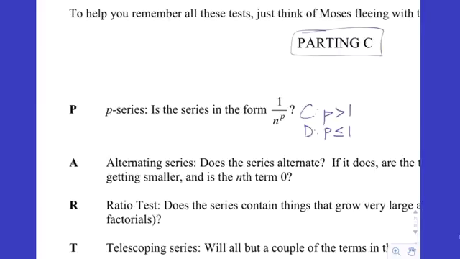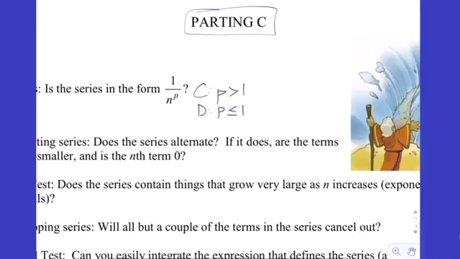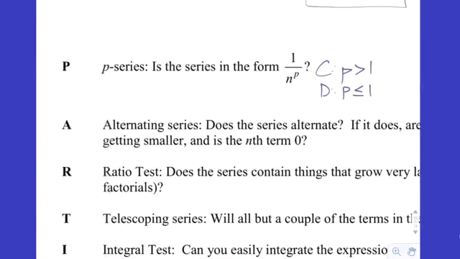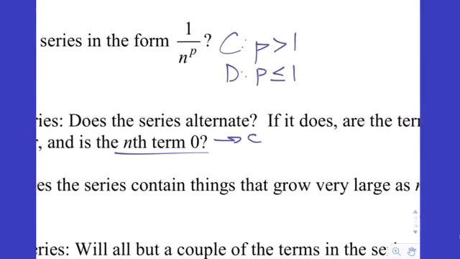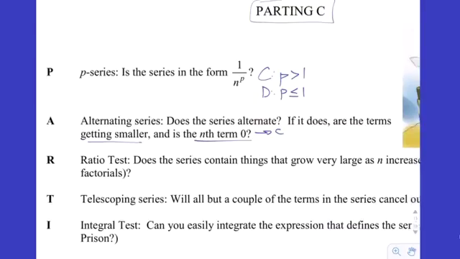The A in parting C is the alternating series test. Does the series alternate consecutive terms, plus, minus, or minus, plus? If it does, are the terms getting smaller, and is the nth term going to 0? If so, it's convergent. If not, try another test. It's a one-way test.